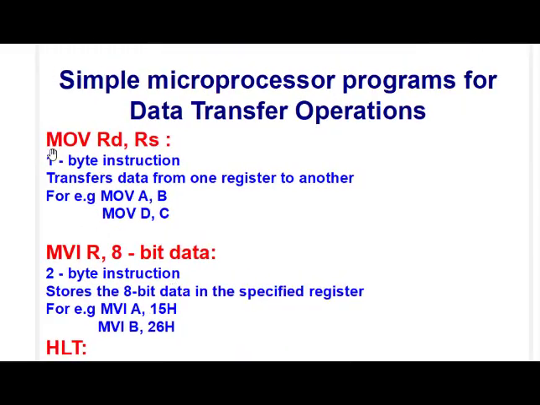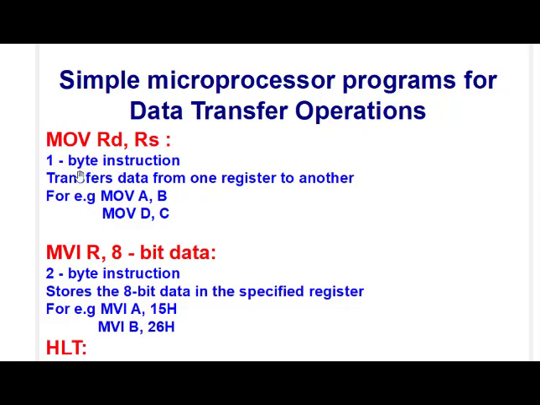The first instruction is MOV Rd, Rs. This move instruction will of course move the data from one register to another register. Microprocessors have registers. In 8085 we have registers A, B, C, D, H, L. These are the registers which are available to the user. This is a very simple instruction. This is a 1 byte instruction.